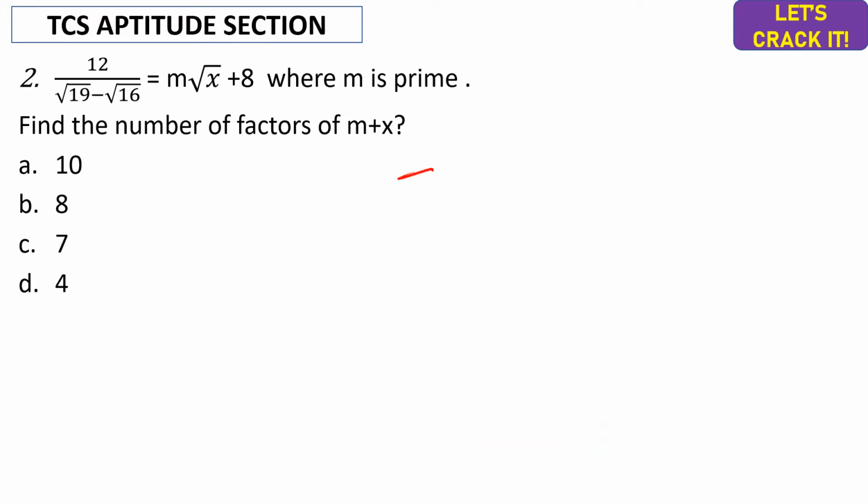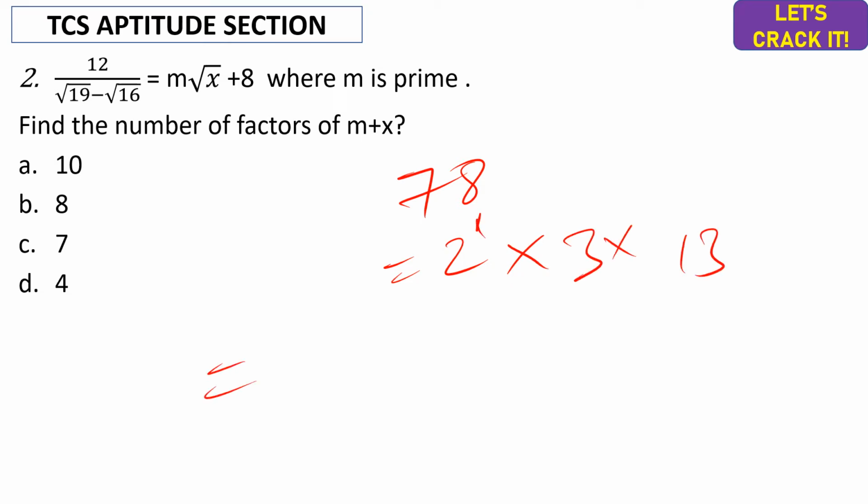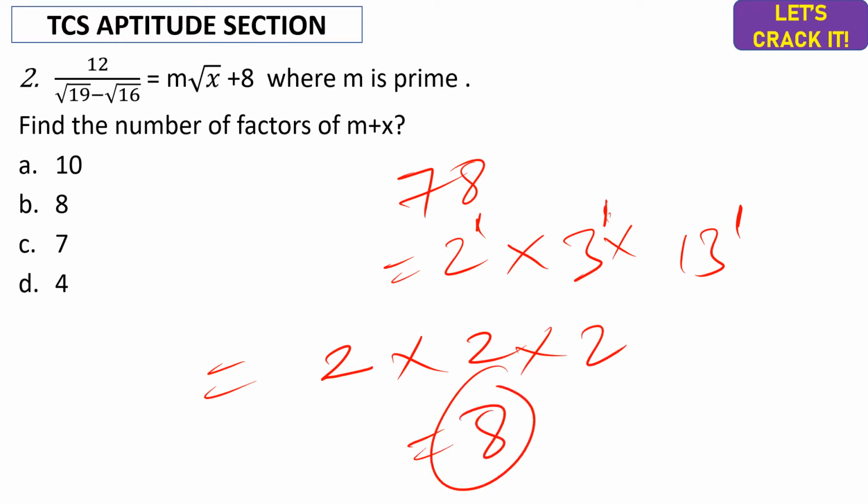So now here 78 can be represented as 2 into 3 into 13. Only prime numbers we need to consider. Now 2 power 1, 3 power 1, 13 power 1. The formula will be (1 plus 1) into (1 plus 1) into (1 plus 1), which is 2 into 2 into 2. Total number of factors is 8. Option B is the correct one.